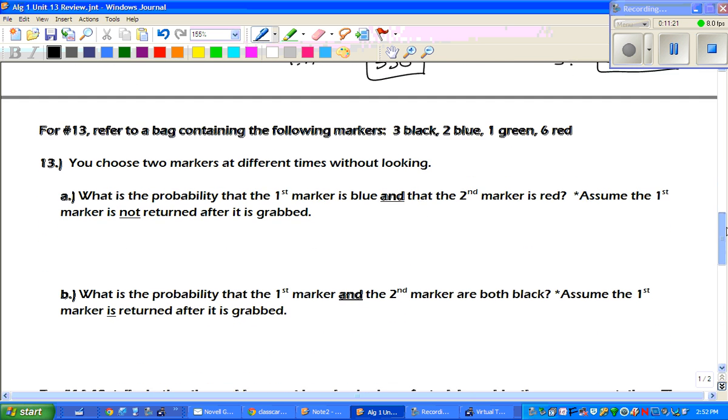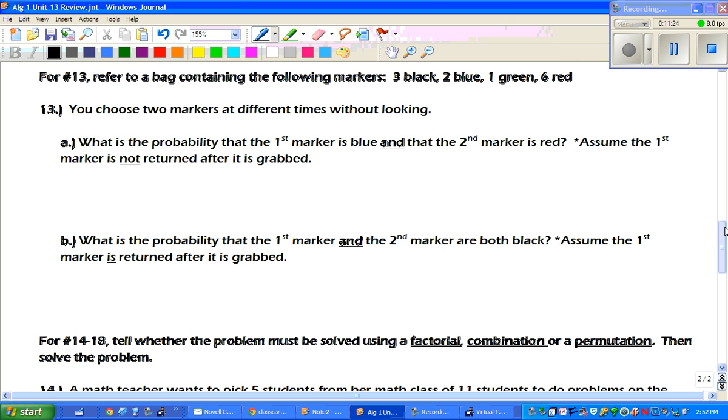All right, let's flip it over. For number 13, refer to a bag containing the following markers. All right, we got 3 black, 2 blue, 1 green, 6 red. Thing that we need to know is total, and that total is 12. Okay, so what is the probability that the first marker is blue and the second marker is red? And here we go, it is not returned after you grab it.